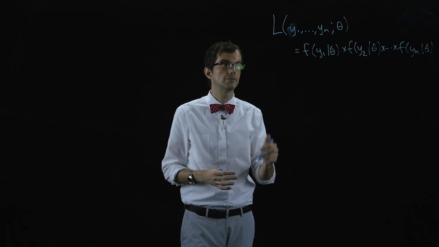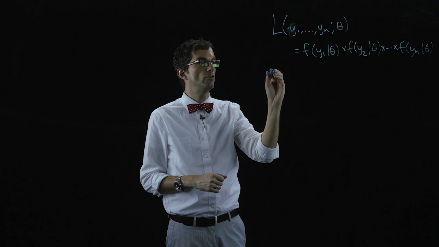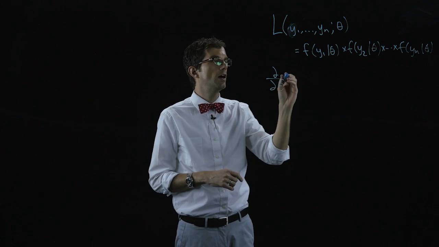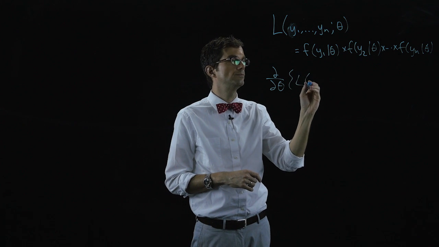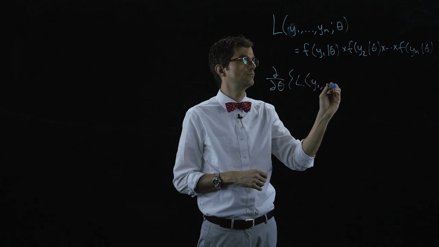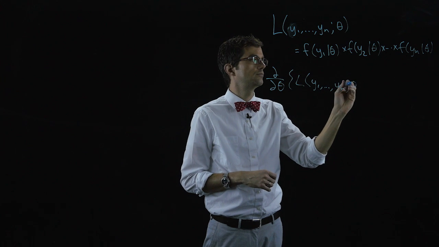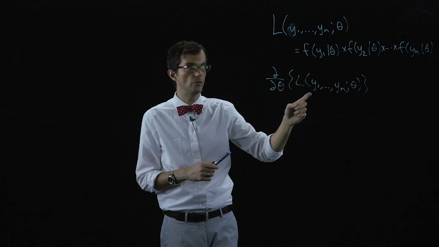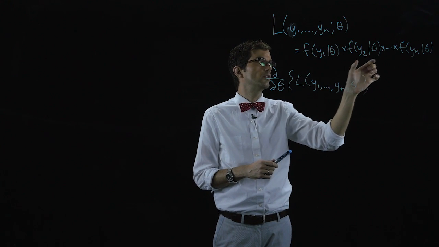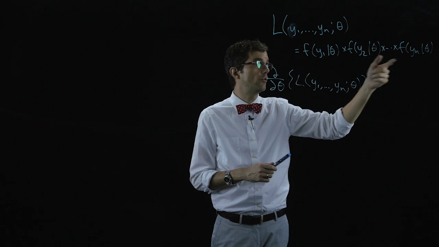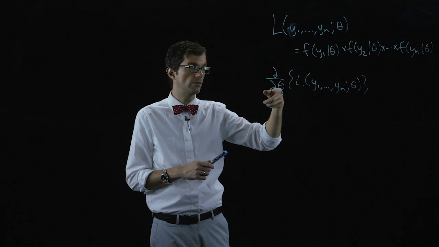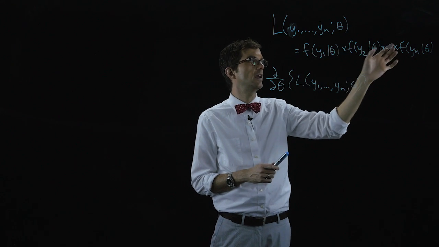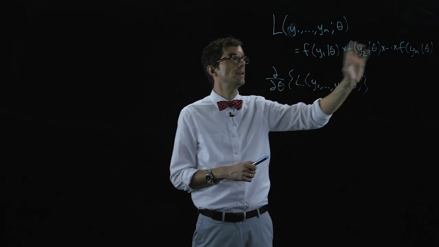So what do we do? We use calculus. We want to find the partial derivative with respect to theta of the likelihood function. But this can be difficult to do because we have to use the product rule multiple times over when taking the derivative. It might involve the chain rule. It could be difficult to do.